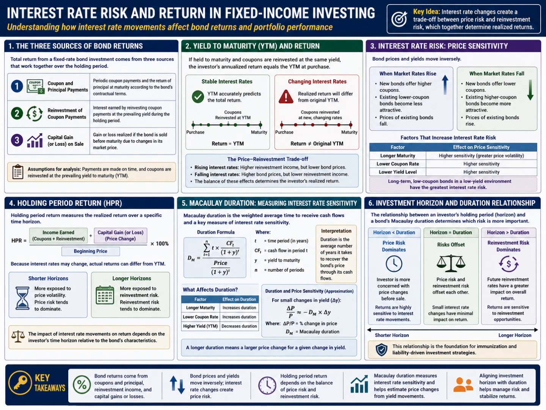The topic also introduces holding period return as a measure of realized investment performance over a specific time horizon. Holding period return incorporates coupon income, reinvestment income, and any capital gain or loss from changes in bond price during the holding period. Because interest rates may fluctuate before maturity, actual returns can vary significantly from initial expectations.